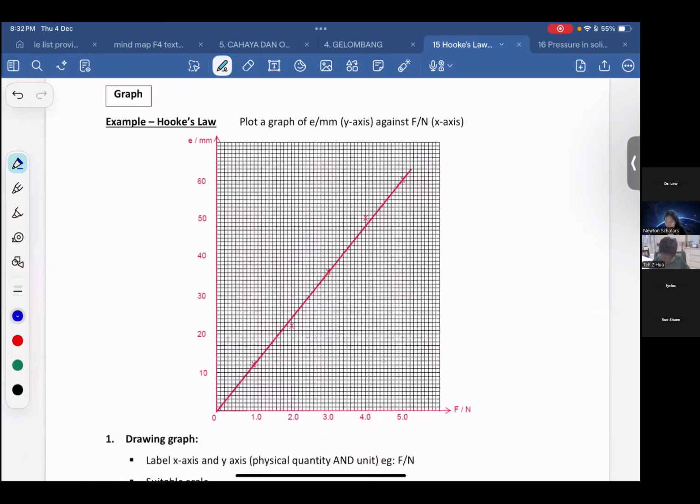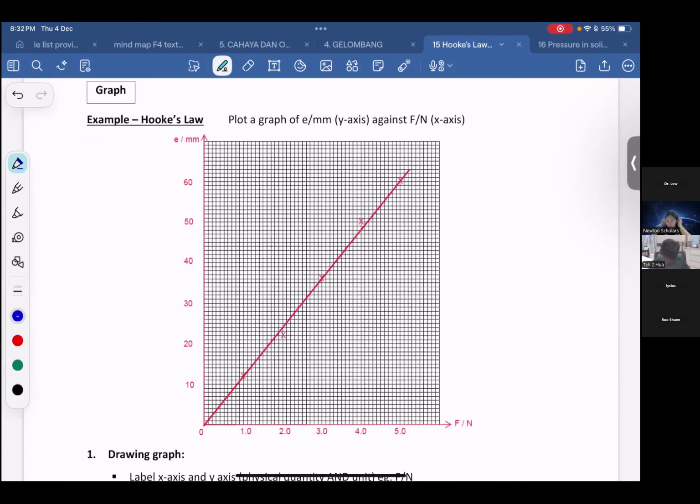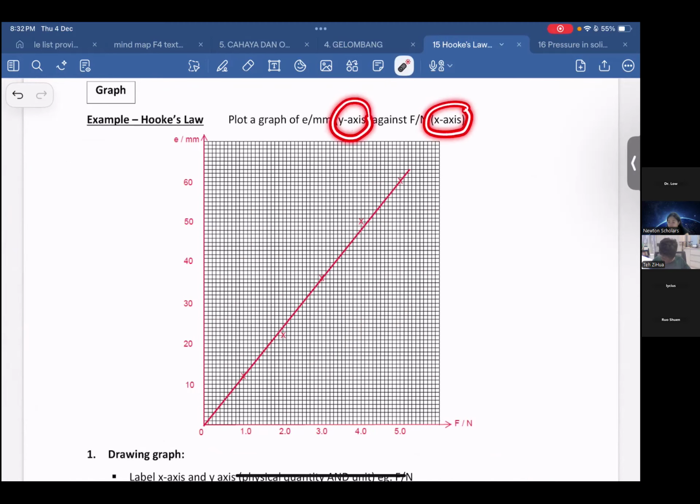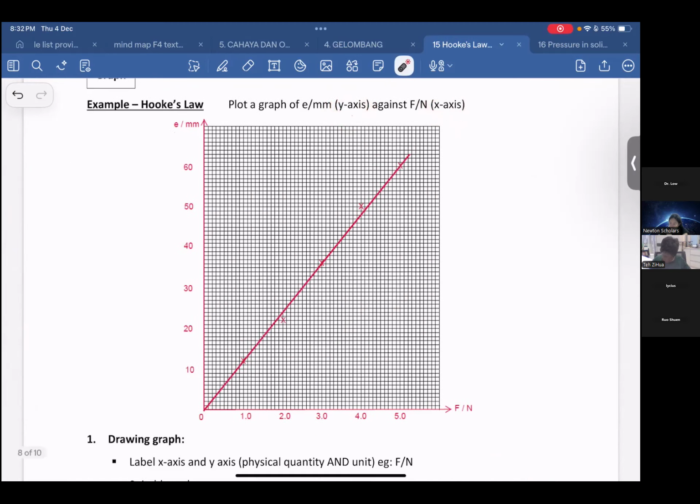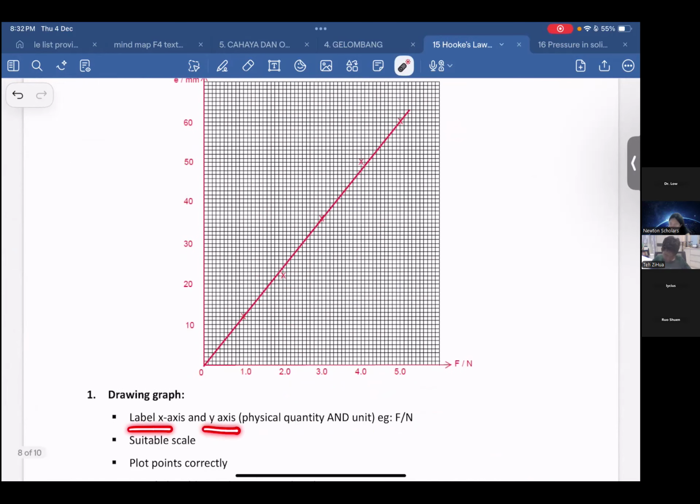This is the example. Here we are plotting the graph of what against what. Actually, IGCSE is very kind. They tell you what you need to label on the y-axis against the x-axis. So first, how do we draw? Label the x-axis and y-axis. When you label, please label the physical quantity, in words or in symbol, and the unit.